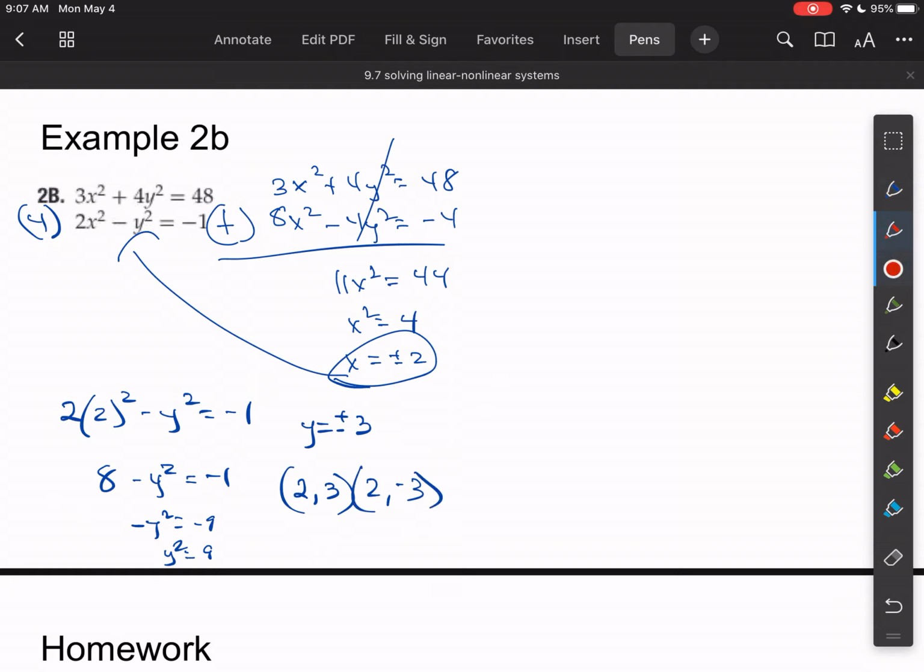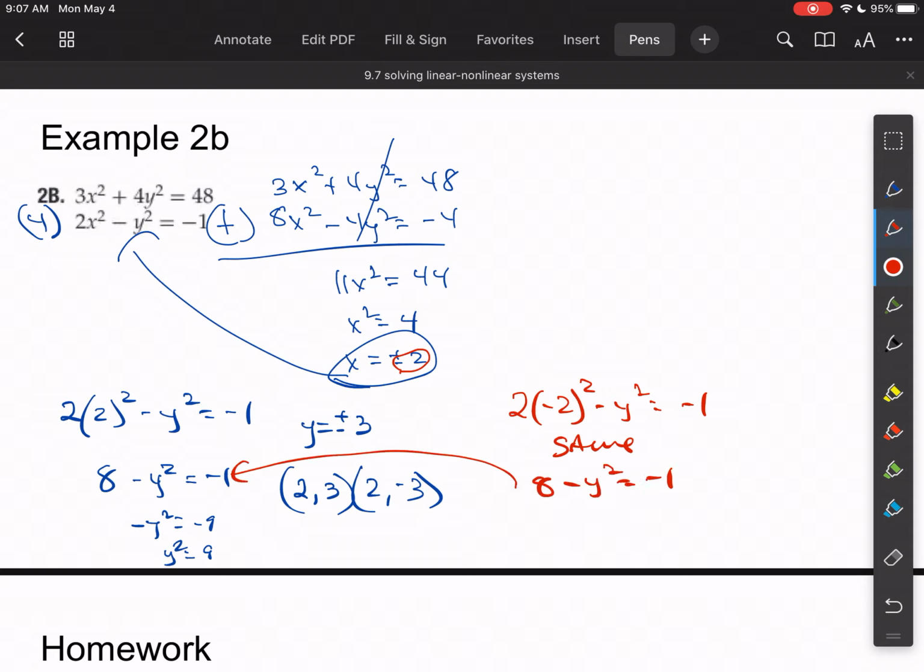Okay, let's go on to a different color, and now let's plug in a negative 2 for x. So 2 times negative 2 squared minus y squared equals negative 1. Notice here, you guys, I'm going to get the exact same thing, right? It's the same, because negative 2 squared is 4, so it just turns into the same thing, right? Same thing that I got here. So I know my two answers for this are going to be the same, 3 and negative 3. Okay, so the other two solutions here are going to be negative 3 comma 3.